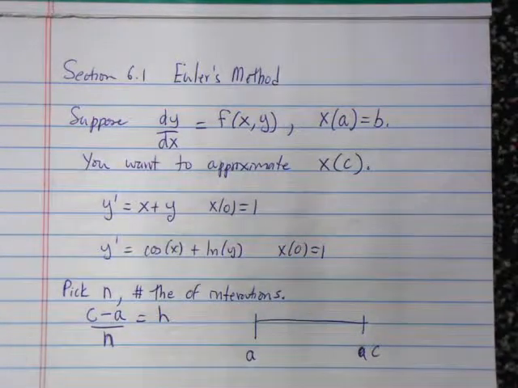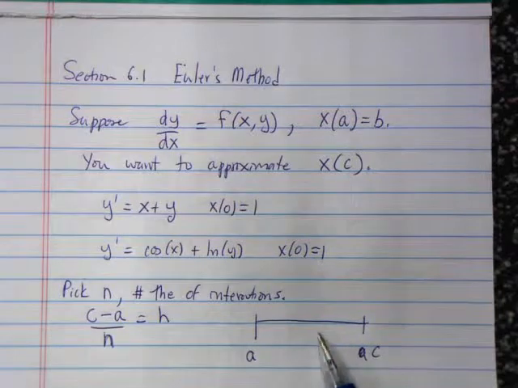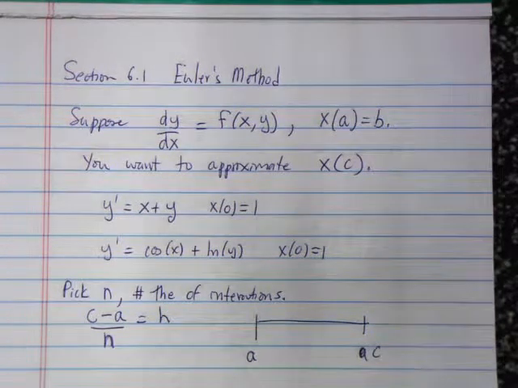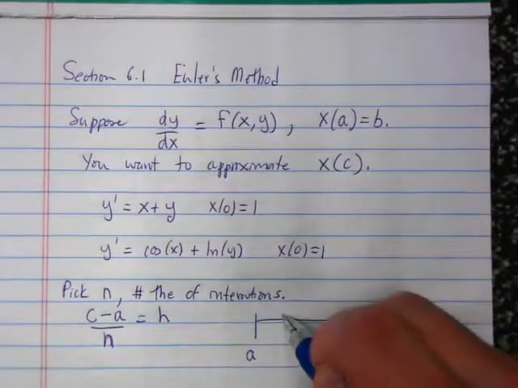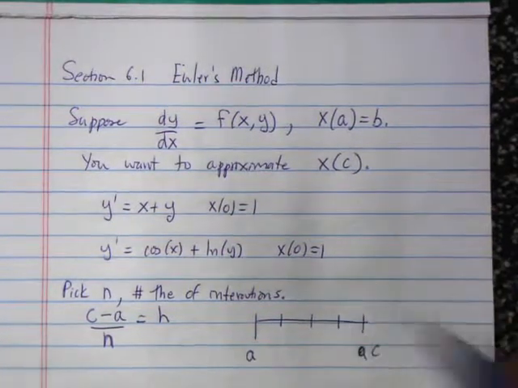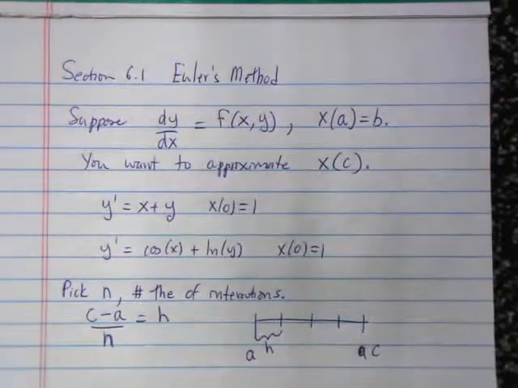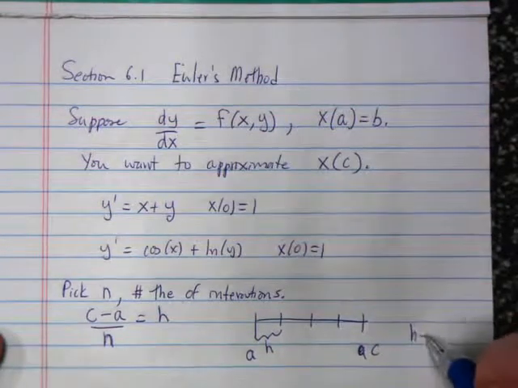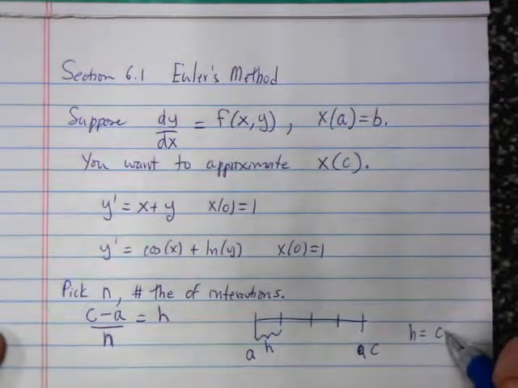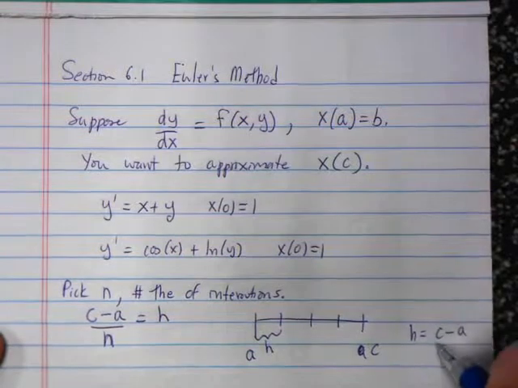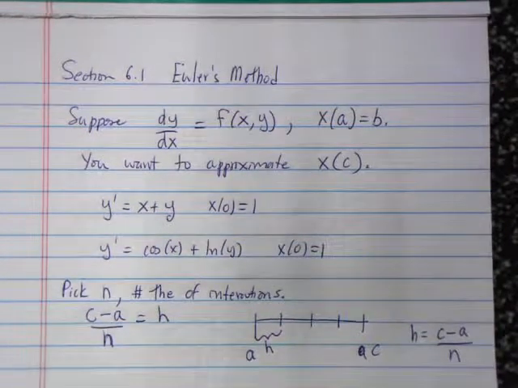And we're going to decide how many intervals we want to create out of this one interval. So maybe, for example, we want to do 4 iterations. So this distance would be h, and how big would that be? It would be c minus a over n. So you take the length of c minus a, you divide it into 4 equal subintervals.